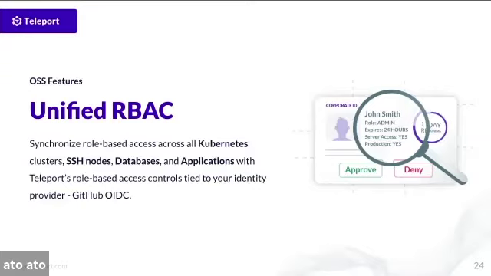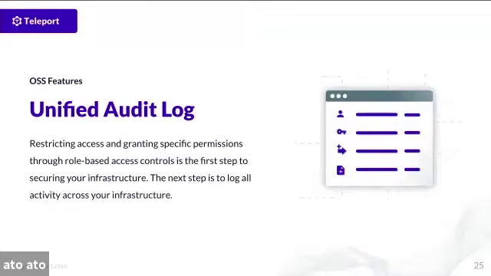So if you've got users and teams and groups within GitHub, that can be your OIDC, and Teleport can parse it and leverage it along that line. Then you have this audit log as well, that lets you see what's happening.